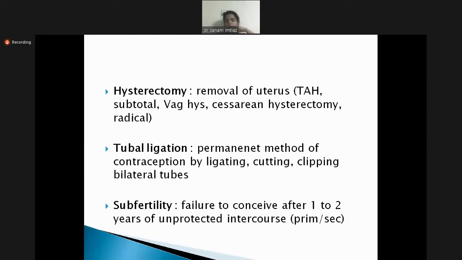And again, it can be primary and secondary. What is primary subfertility? That means somebody has never conceived, no miscarriage, no pregnancy, nothing. And secondary subfertility is when a patient has had an earlier pregnancy which ended up in a miscarriage or which had a normal delivery, but now she has become infertile after that last pregnancy. So that is secondary infertility or subfertility.